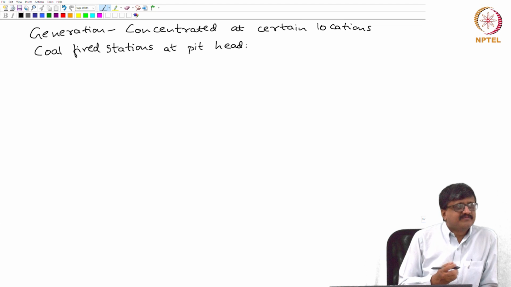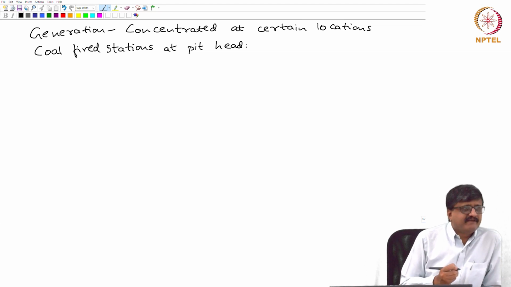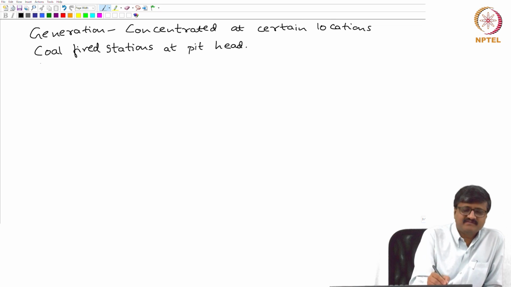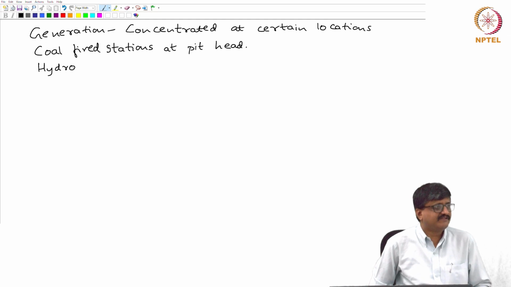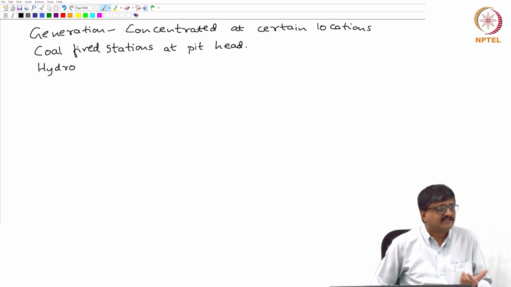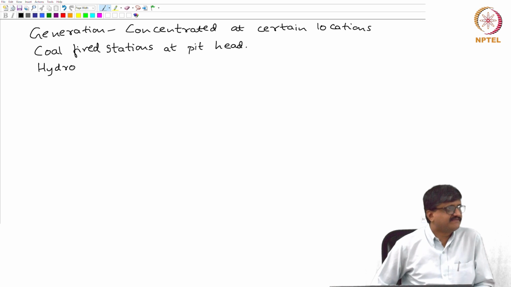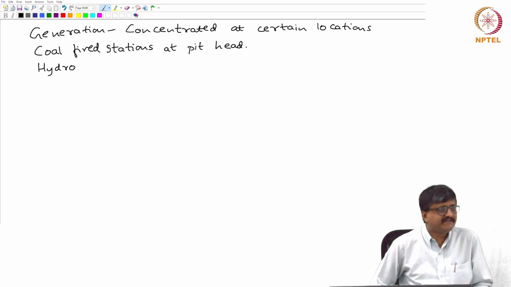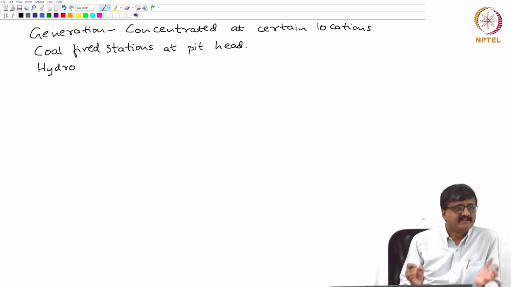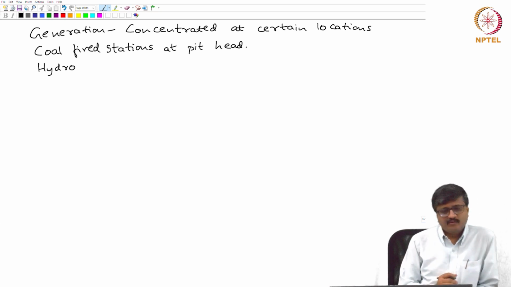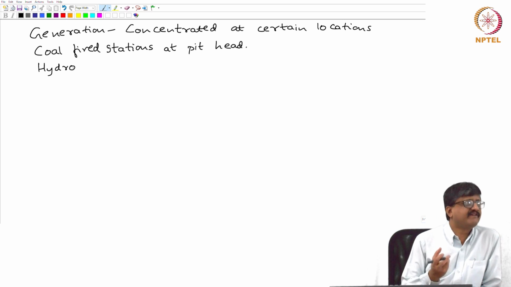And there are some sources where it's inevitable, they don't have a choice. We have to generate wherever it's available. Right now I'm just concentrating on the major sources, the so-called conventional sources of energy. Hydro is a very major source in many countries, even in India. In many countries it's a major source of power. It constitutes a very large percentage of the total power generation. So if you look at hydro, you have to generate wherever it's available.